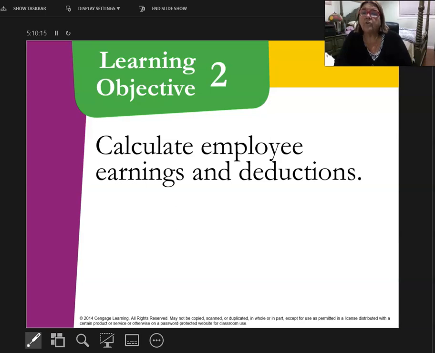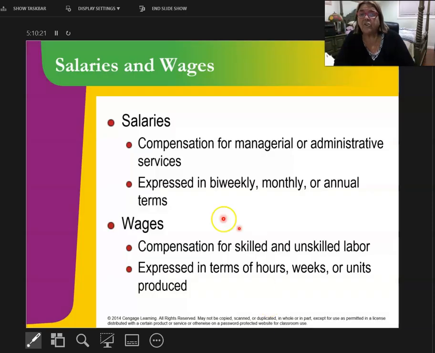Let's start on how to understand employee earnings and the deductions that are going to happen. You hear these terms loosely, salaries and wages. They are different. Salaries are usually for managerial or administrative services, and usually I pay a salary biweekly, monthly, or annually. So when you hear the word salaries as compared to wages, they really do mean different things, but they do mean pay. Both of them are being paid for some work.